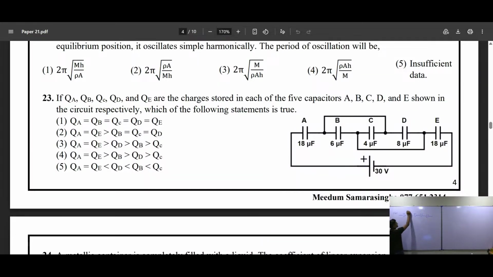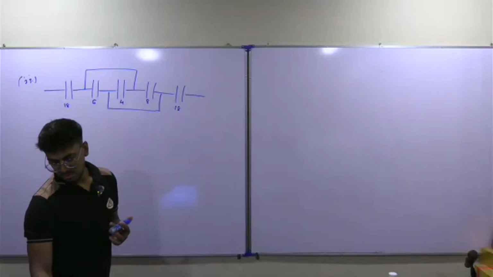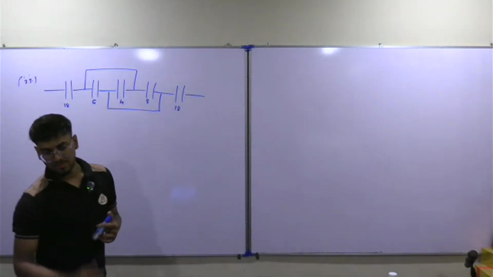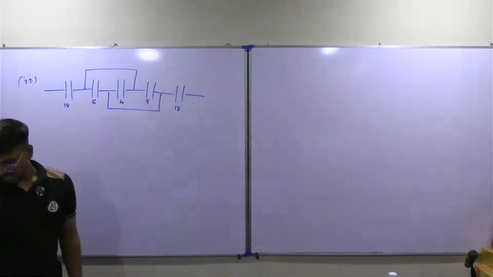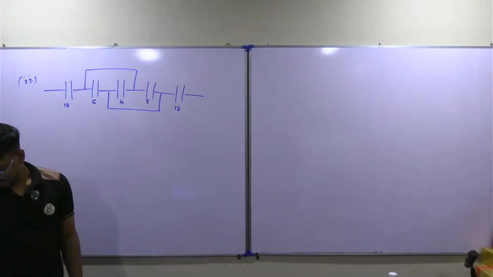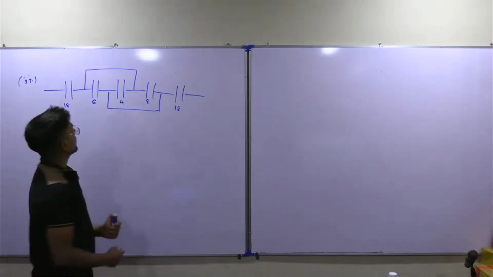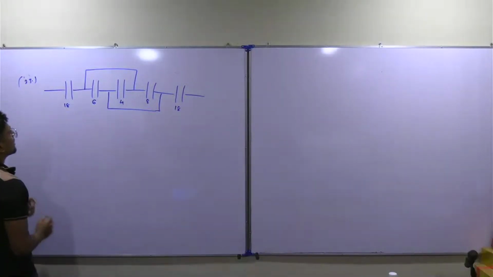And there is a wire, and there is another wire. These are the 5 capacitors connected like this. Now we need to find the charge stored in each capacitor.